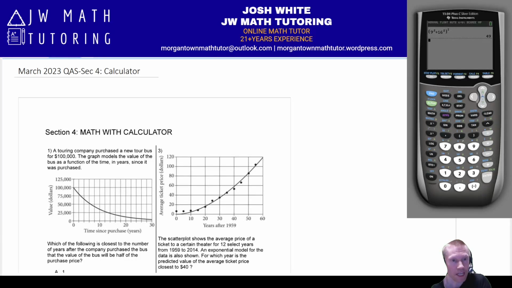Alright, just before we begin, the March 2023 math section of the SAT, the section 4 calculator part, just a couple things to keep in mind.